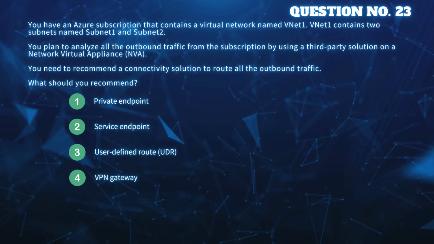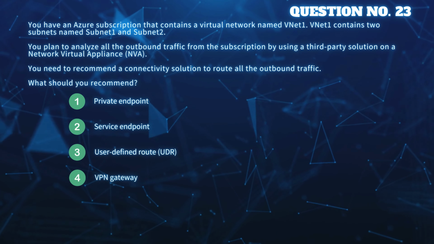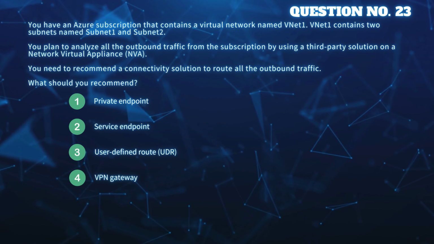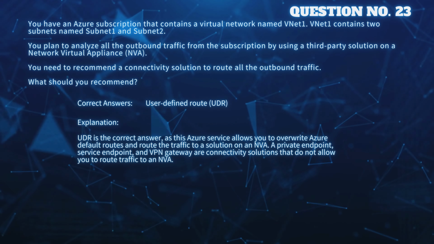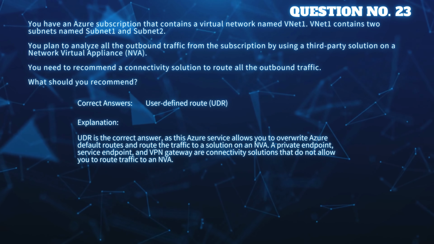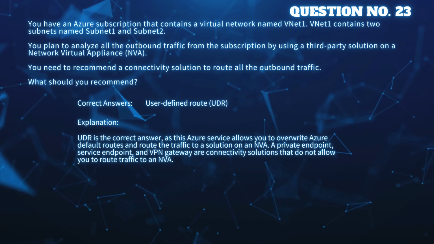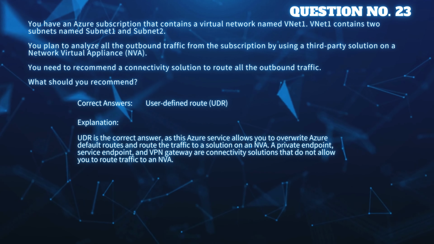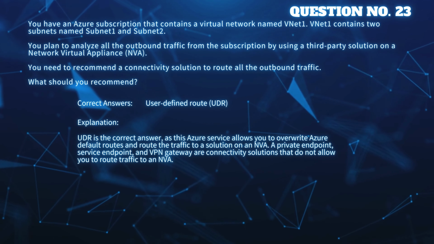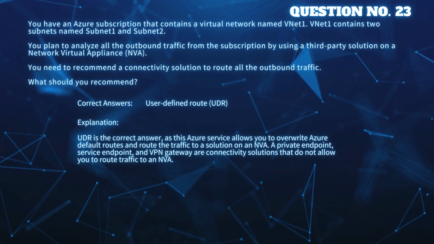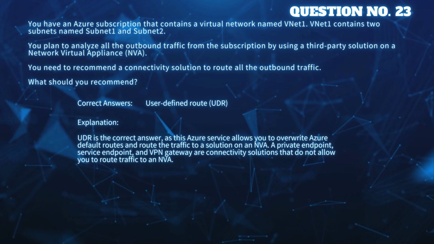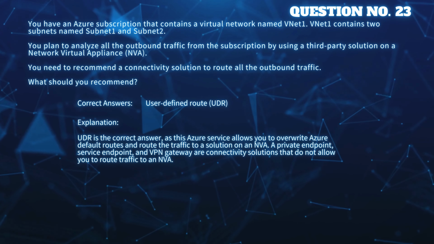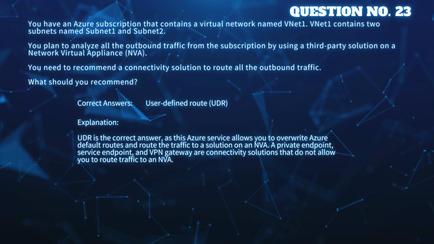Option 2, Service Endpoint. Option 3, User-Defined Route, UDR. Option 4, VPN Gateway. Correct answer: User-Defined Route, UDR. Explanation: UDR is the correct answer, as this Azure service allows you to overwrite Azure default routes and route the traffic to a solution on an NVA. A private endpoint, service endpoint, and VPN gateway are connectivity solutions that do not allow you to route traffic to an NVA.